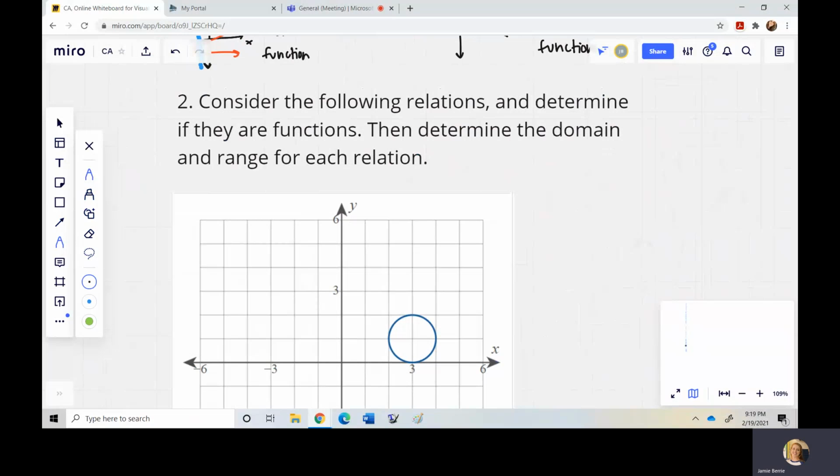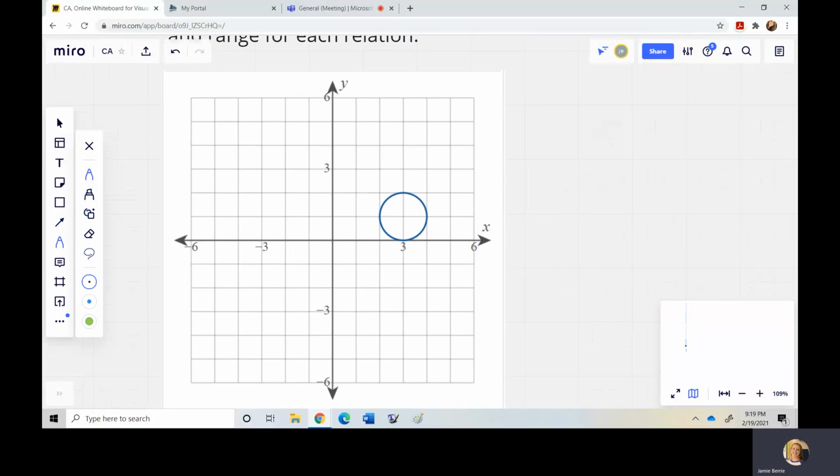All right, so let's look at this first graph. This is a circle. And what do you guys think? Is this a function? This is definitely not a function, right? Because if you drew a vertical line through here, let's do purple. If you drew a vertical line through here, I just want to put a vertical line here. You can see it passes through more than once. So this is not a function, but we can still find the domain and range. So I'm just going to write D for domain, R for range.